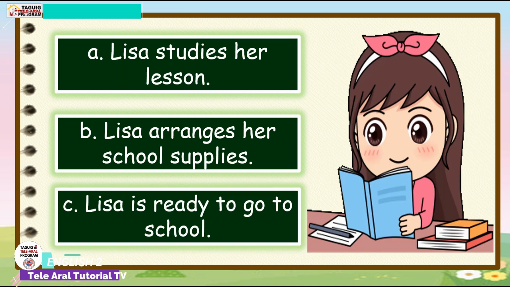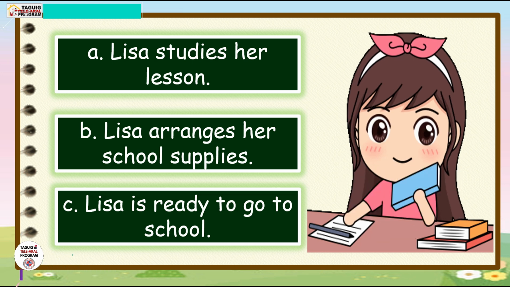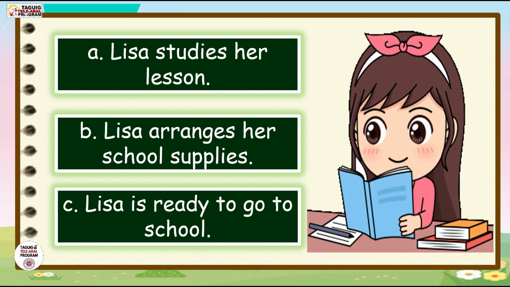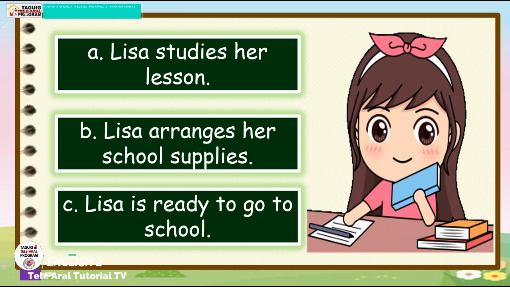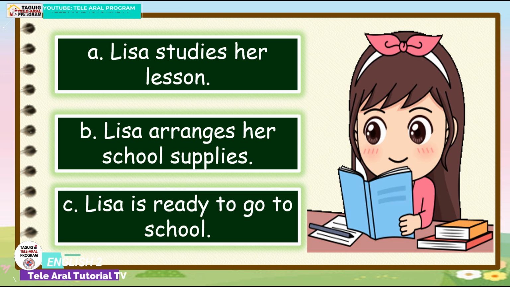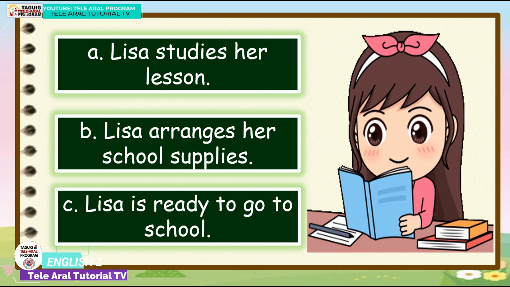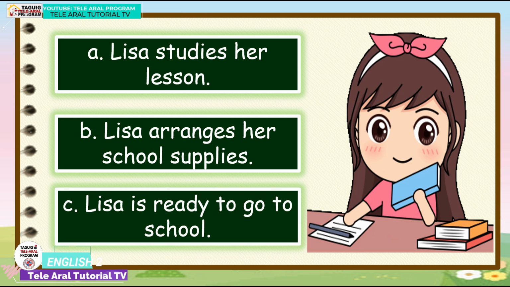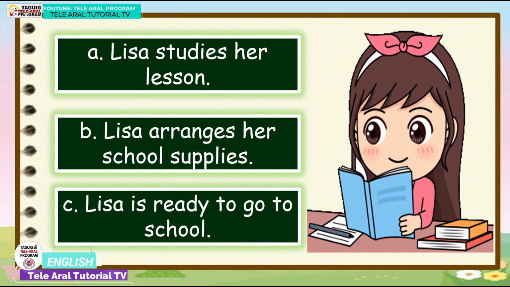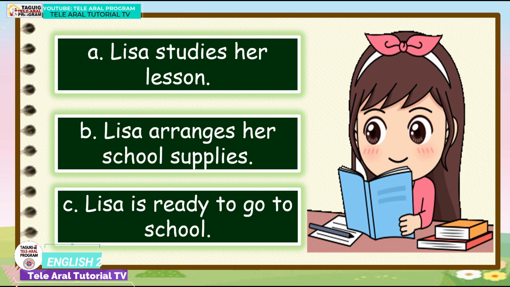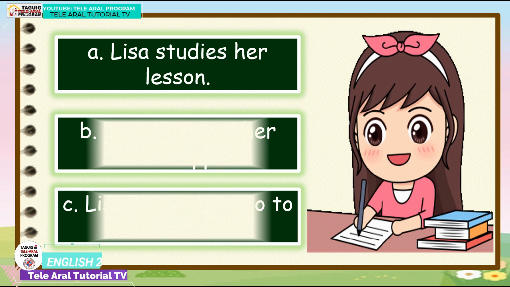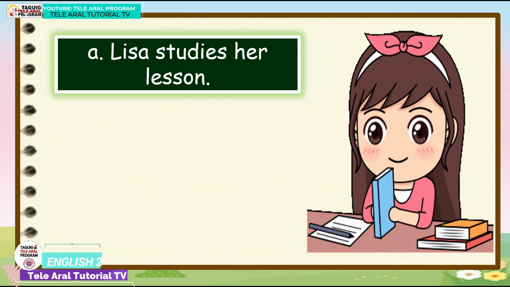Let's take a look at the photo. What are the things Lisa's holding? Yes, very good. Lisa is holding a book, a pen, and paper. Based on Lisa's movement or action, what do you think she's doing? A. Lisa studies her lesson. B. Lisa arranges her school supplies. Or letter C. Lisa is ready to go to school. Fantastic! The correct answer is letter A.